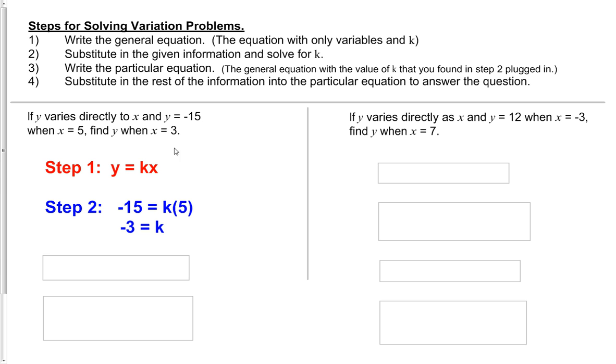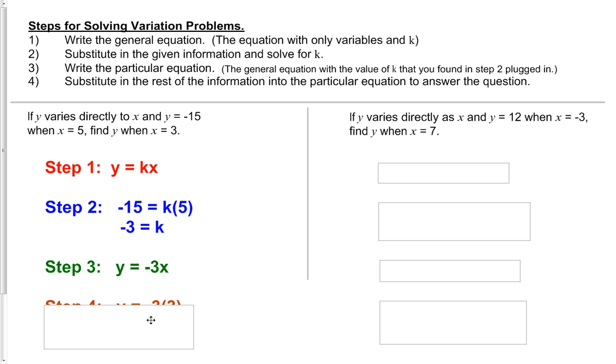So let's write the specific equation with that negative 3 value, and that's just going to be y equals negative 3 times x. Because all we did is we took the k value we calculated from the given information, plugged it into that general equation. The last step is it asks us to find y when x equals 3. Plug in 3 for x here, and figure out what y is going to be. Y is going to be negative 3 times 3. Y is going to be negative 9. So the answer to this question is y equals negative 9.